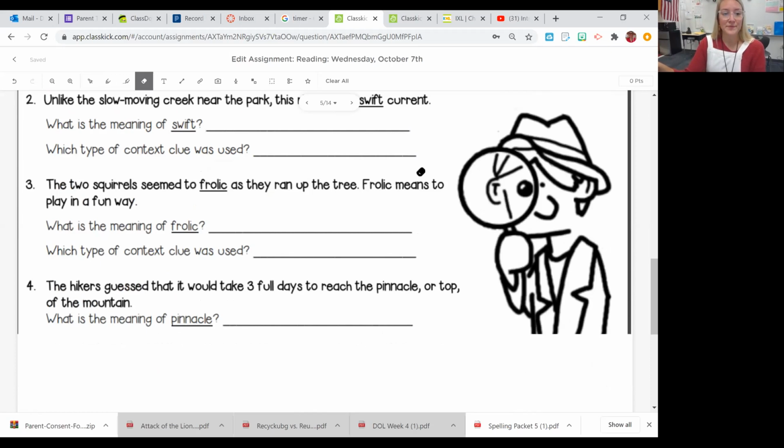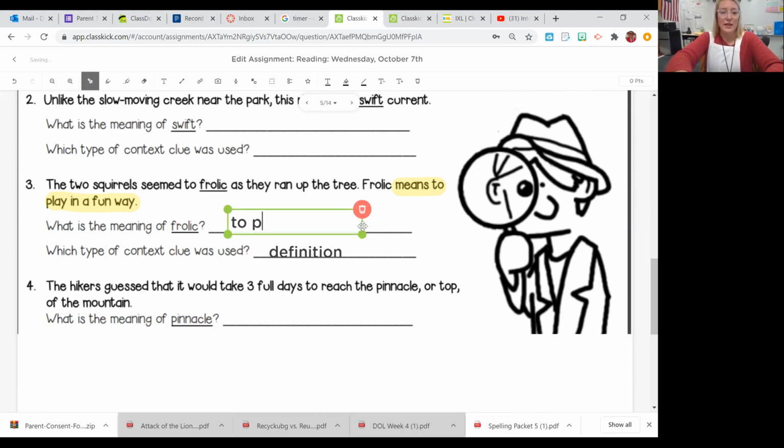Let's do number three. The two squirrels seemed to frolic as they ran up the tree. Frolic means to play in a fun way. It tells us the definition right there. It told us the definition, so the context clue I used was the definition. And I highlighted it, and now I can write down the definition: to play in a fun way.